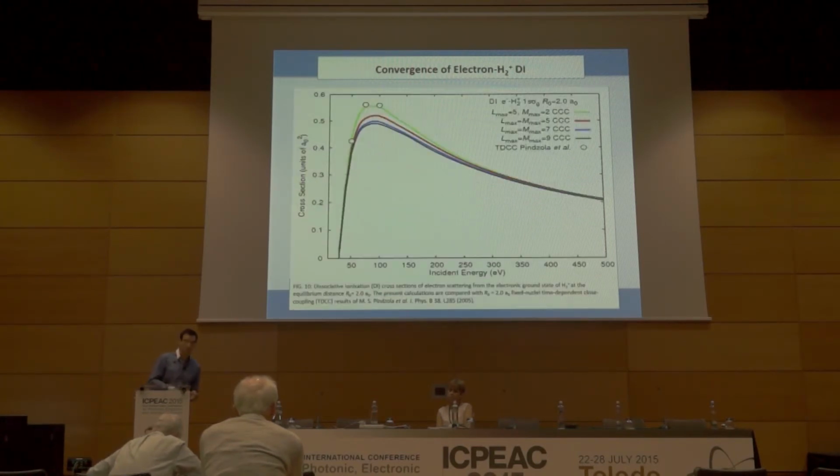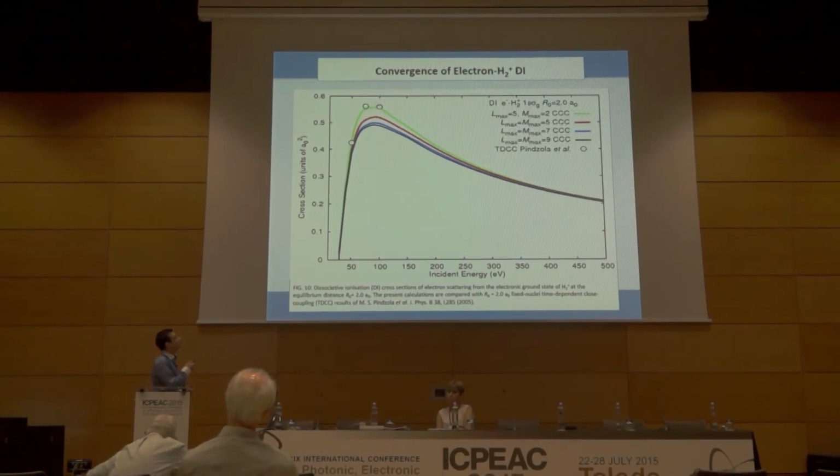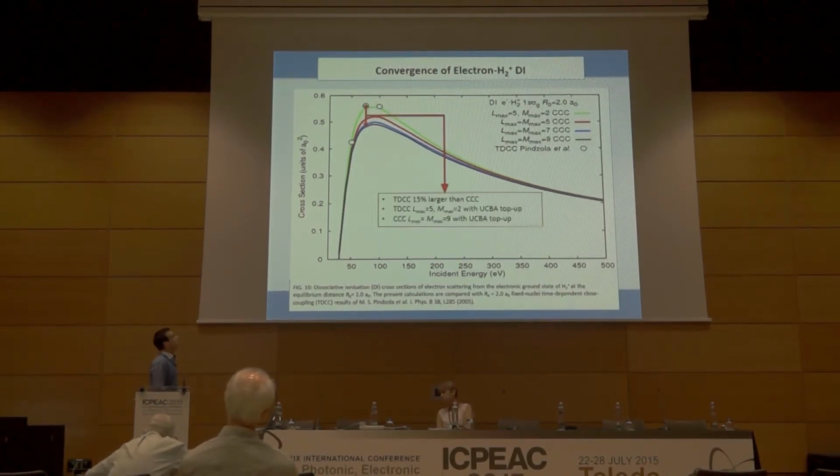Now we look at convergence of our projectile partial wave expansion. We compare our results with Pindzola. To do that, we actually had to use a unitarized Coulomb-Born approximation to top up our results. The equivalent size calculation as Pindzola used is an L max equals 5, M max equals 2 partial wave expansion, and our results are right on top of theirs, which is quite nice, but they're not fully converged. So we increase our calculation size and see that we get convergence by L and M equals 9, and there's about a 15% difference between these two results.